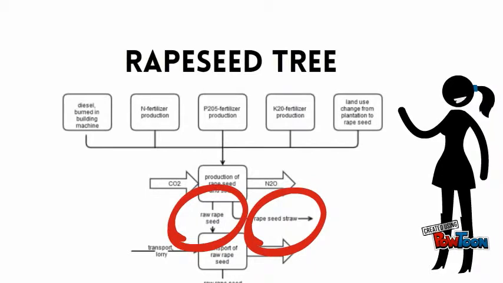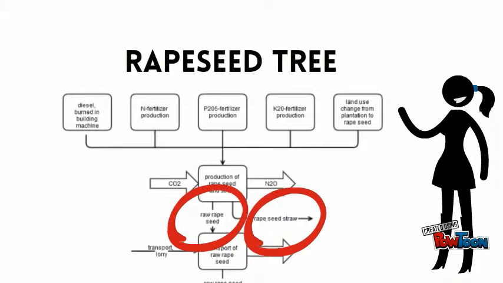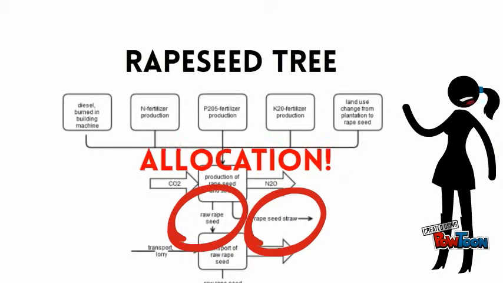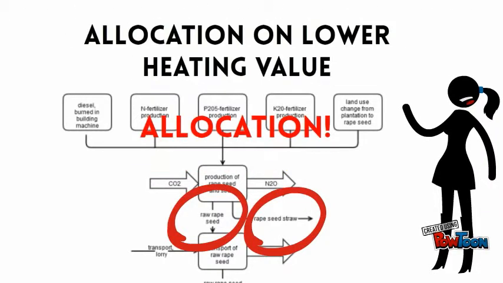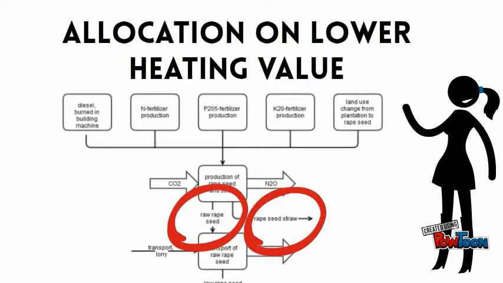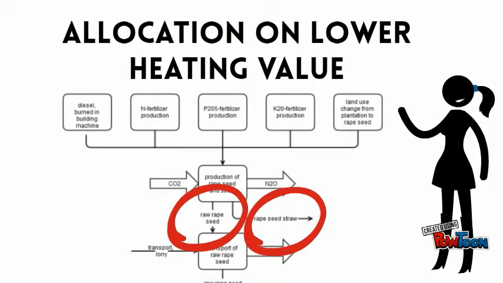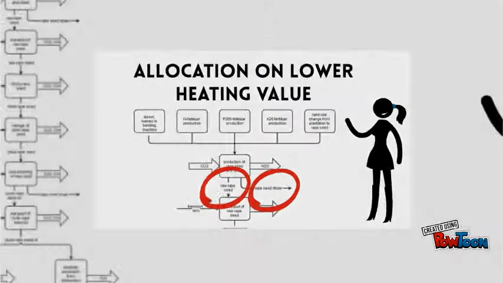To determine to which extent the environmental impact of this process is caused by the seed and to which by the straw, we have to make an allocation. To allocate between the seed and straw, we make the assumption that using the lower heating value is the most appropriate, because it represents the energy content of the crop. And in the end, the energy content is of interest for electricity production.